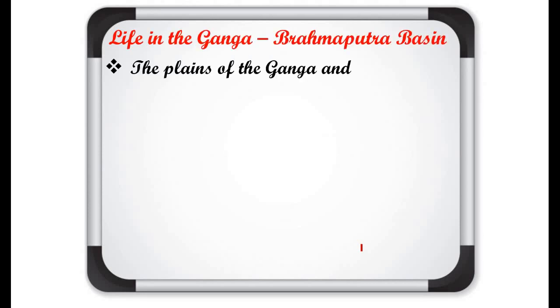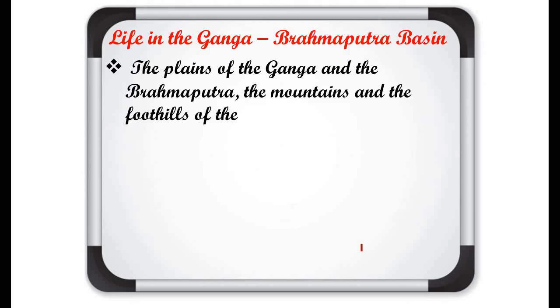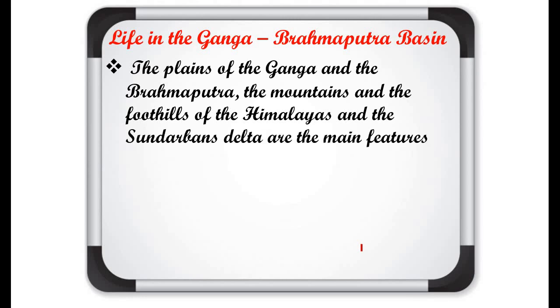Now the plains of the Ganga and the Brahmaputra, the mountains and the foothills of the Himalayas, and the Sundarbans Delta are the main features of this basin. Yes friends, the Brahmaputra river is known by different names in different areas. It originates from the Tibet area where it is known as the Sangpo. Then in India it enters through Arunachal Pradesh, where it is known as Dihang.